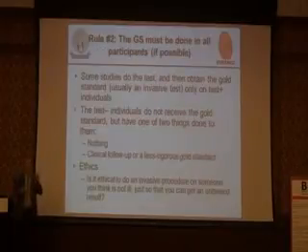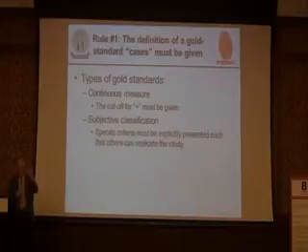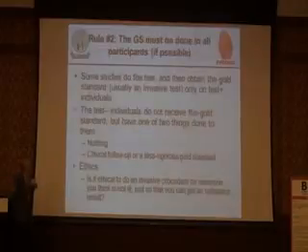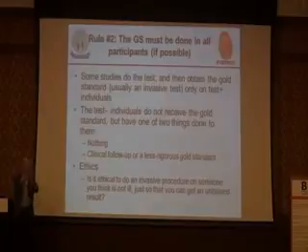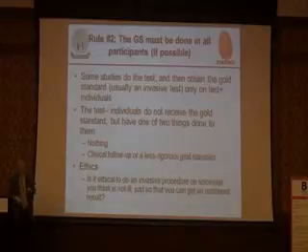So that's rule number 1. They describe the gold standard procedures well enough. Second rule, the second question, the gold standard must be done in all participants, if possible. Now, some studies do the test, and if the test is positive, they'll run the gold standard. If it's negative, they don't do the gold standard. And you say, how does that work?